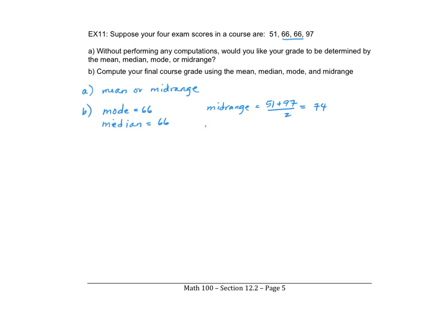Last one would be the mean. The mean would be the 51 plus 66 plus 66 plus 97, and then you would divide by 4. I get 70. So it actually looks like the mid-range would be the best way to compute the course grade for this particular set of data items. That's it for this section. Now we're going to move on to other measurements in our next section. And then just a couple more sections after that, and we'll be done with our chapter 12.